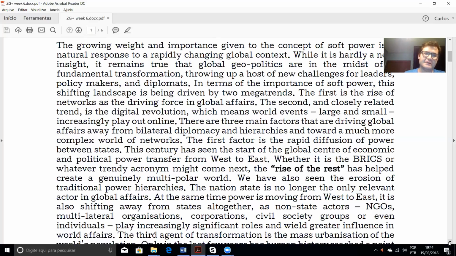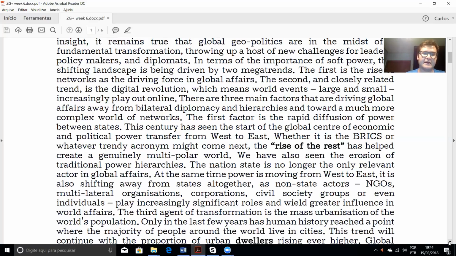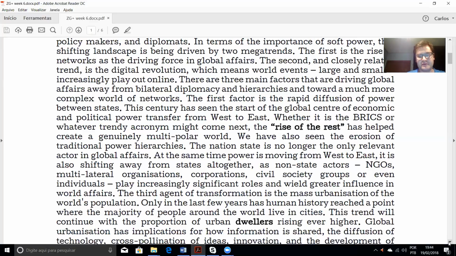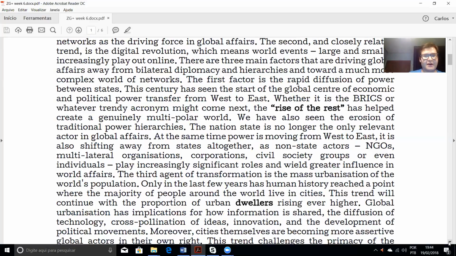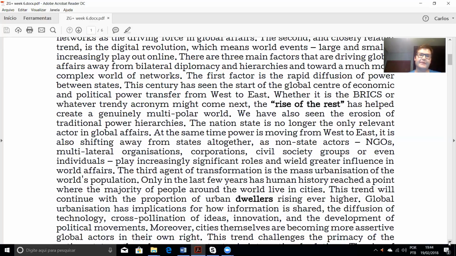Okay, so these are the kinds of transformations that the author is trying to show us are happening right now in international relations, all of that against the backdrop of a shifting political power center from the west to the east, to China and Eastern Asia most specifically. And also the role of cities, the place where these interactions mostly happen, and the implications of that for information sharing and the creation of networks.